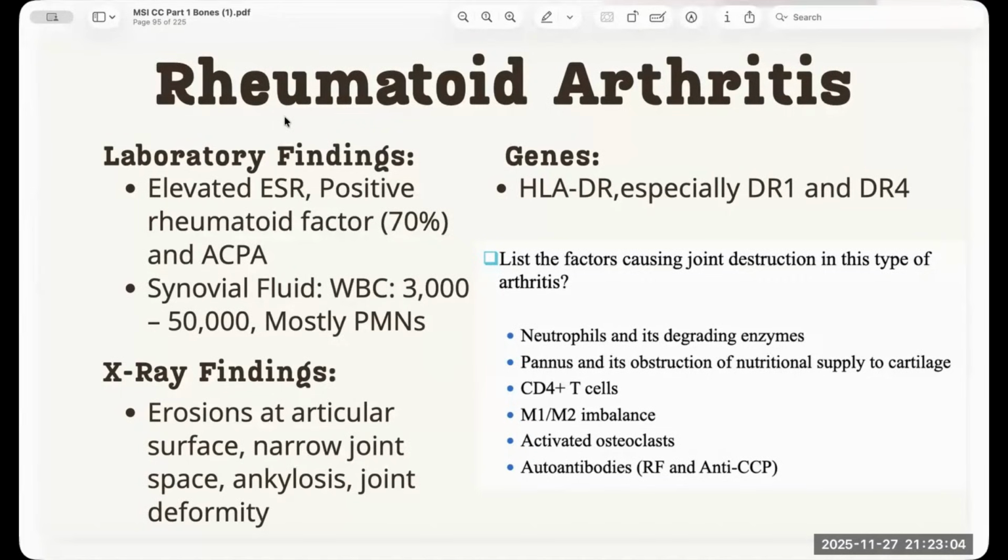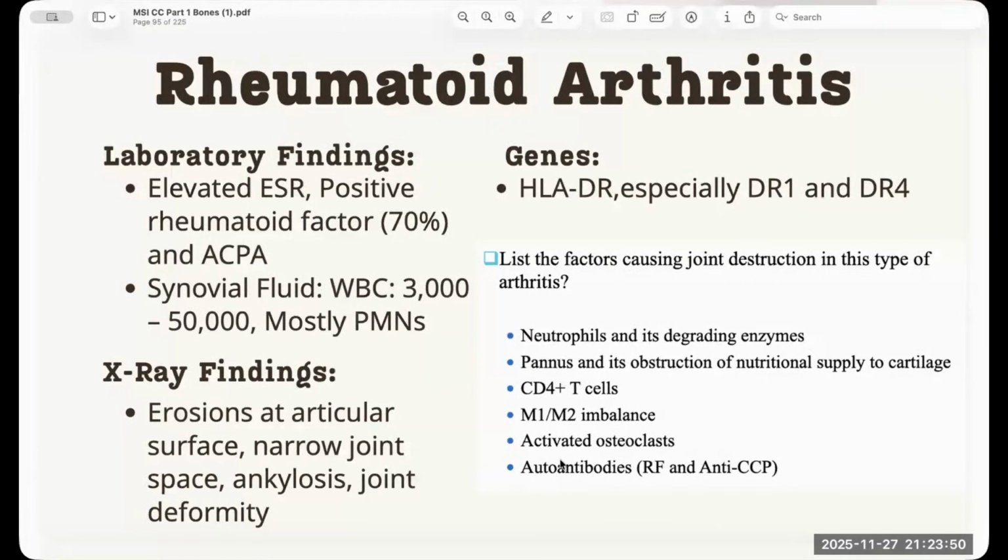Okay. Upon X-ray, it will show erosions and articular deformity, and the genes that are important in rheumatoid arthritis are the HLA-DR, especially DR1 and DR4. Super important, okay? Can come as an MCQ, an easy correct answer, okay? Now, what are the factors causing joint destruction in this type of arthritis? It could be neutrophils. This is the slide that I added here because I thought it would be important, and again, a good MCQ question or SCQ question.